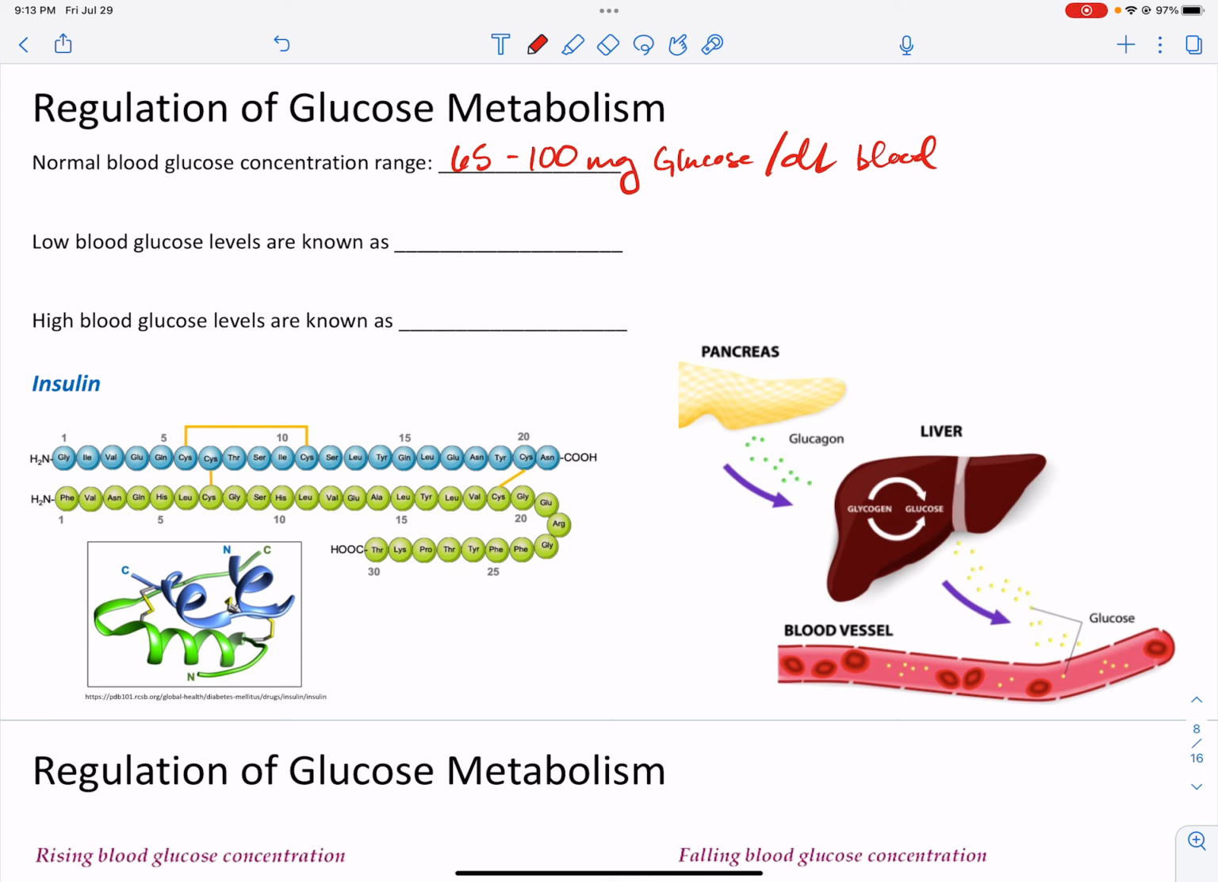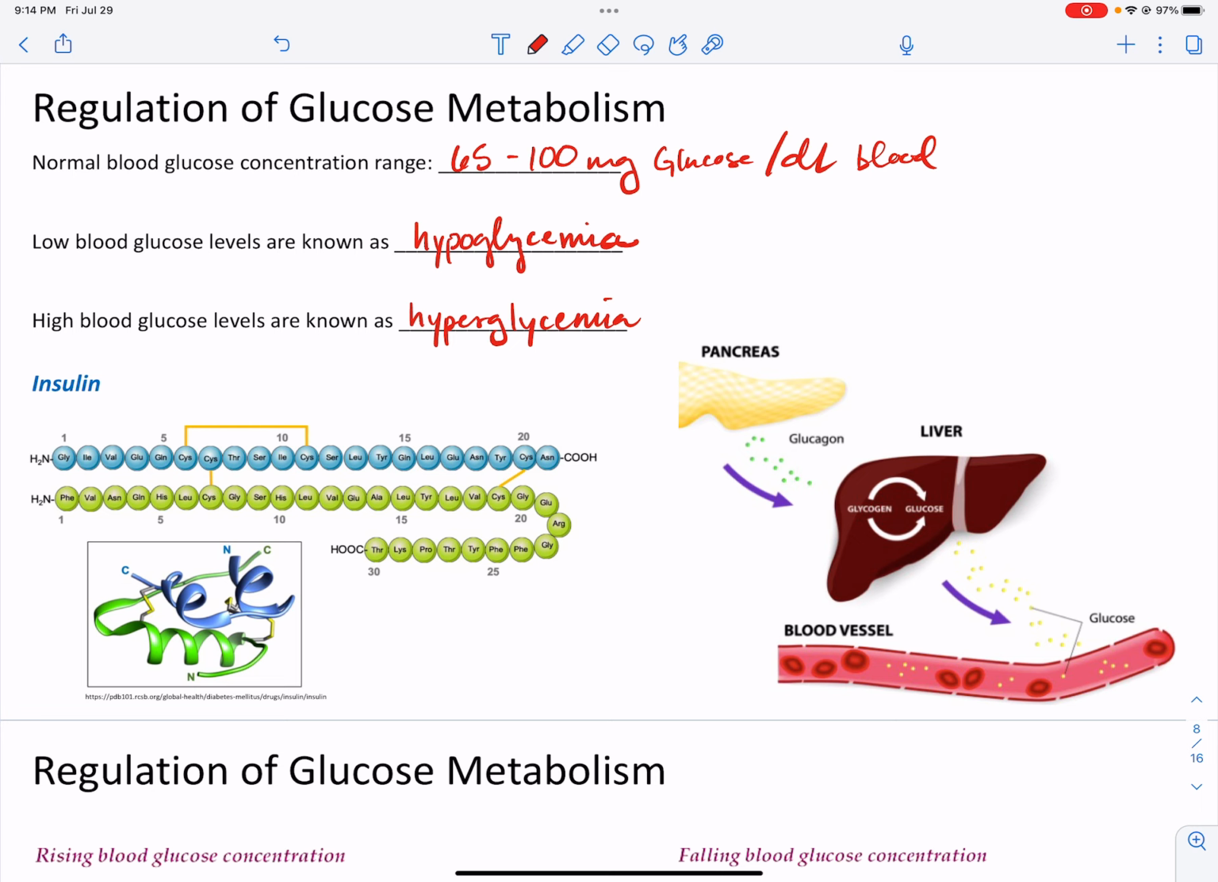So anything below that, low, would be considered low blood glucose levels. This is known as hypoglycemia. And anything above that would be high blood glucose levels, known as hyperglycemia. All right, so we have hormones and enzymes that help us regulate this.